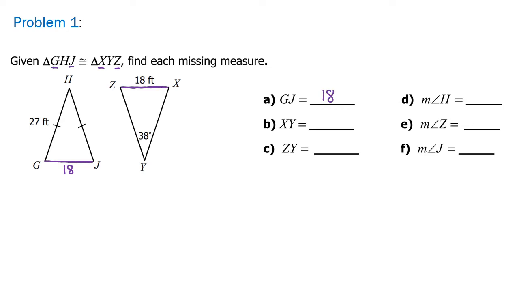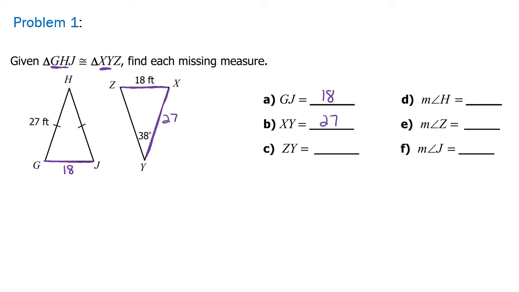Next one, part B, XY. So XY is right here. And once again, you can use the congruency statement. XY is the first two letters, so it's going to correspond to the first two letters, GH. So GH is 27, therefore XY is 27.